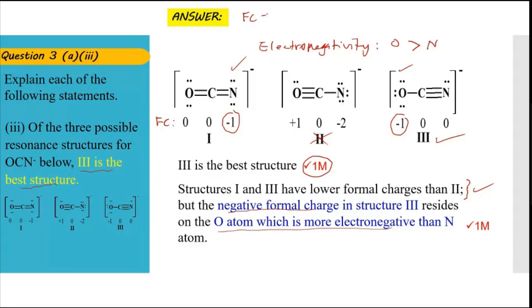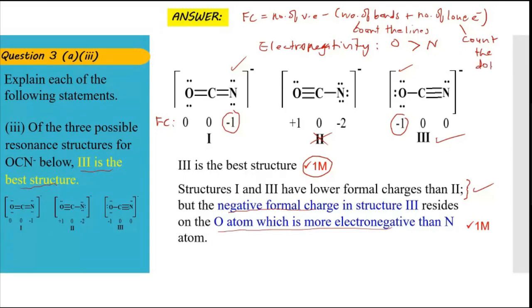Formal charge equals the number of valence electrons, minus the number of bonds, plus the number of lone electrons. That means you just count the lines and count the dots on the atom. Formal charge is for an atom, every atom has a formal charge.